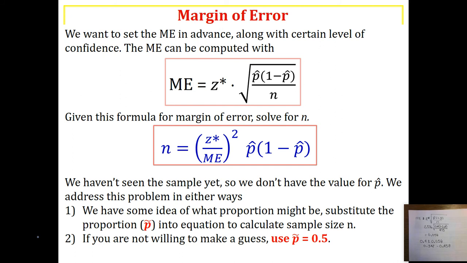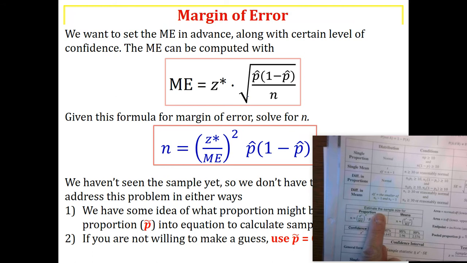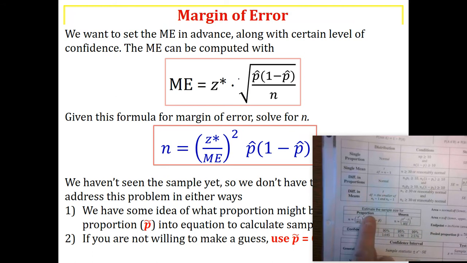And if we look at our formula, I'm going to bring you over to it and open this back up for you. Take a look right here. Estimate the sample size for a proportion, and here's our formula, the one we're talking about right now. We're going to take z star, divide it by ME, square it, and multiply it by p hat times 1 minus p hat. And we're going to get the estimation for how big the sample size should be. So let's go do a problem like that.